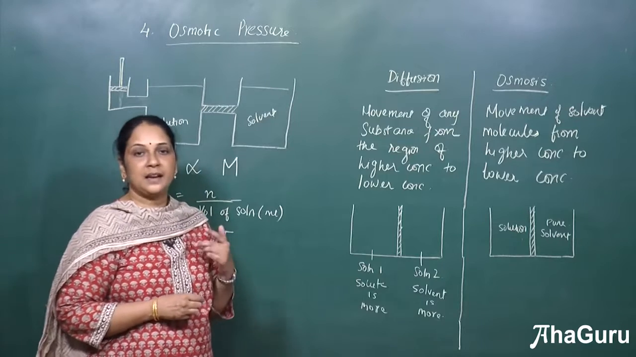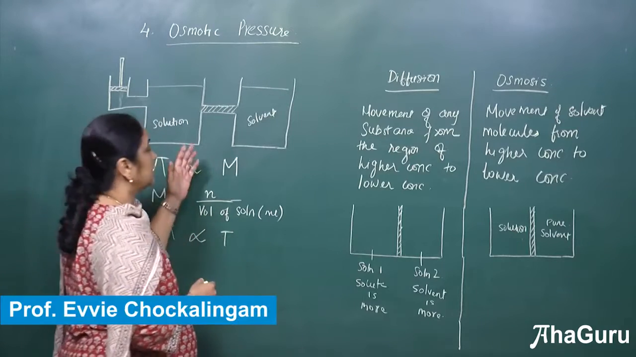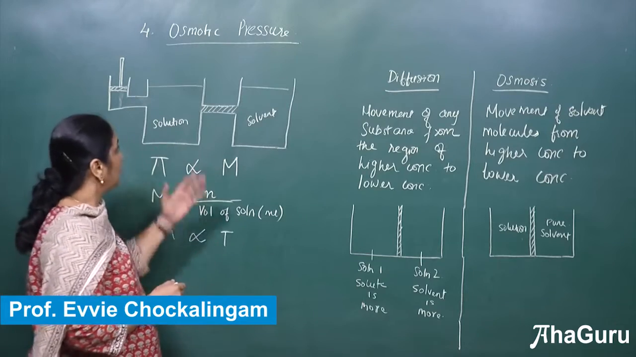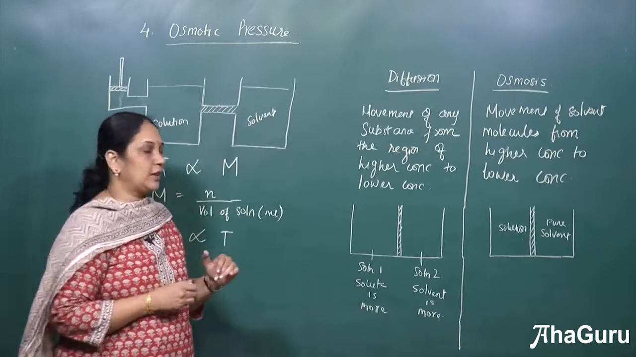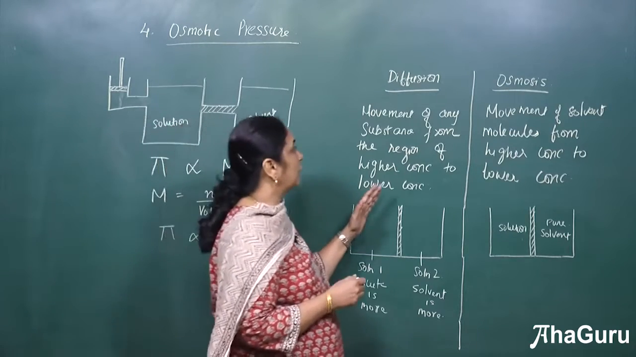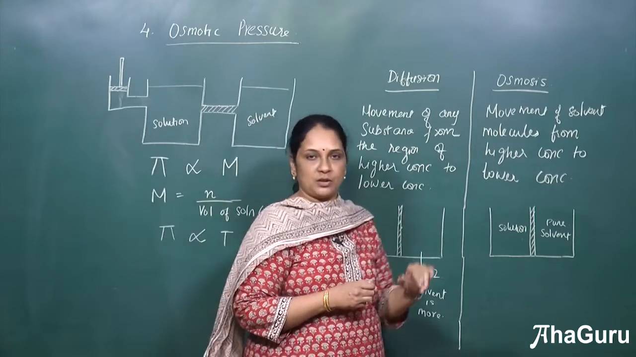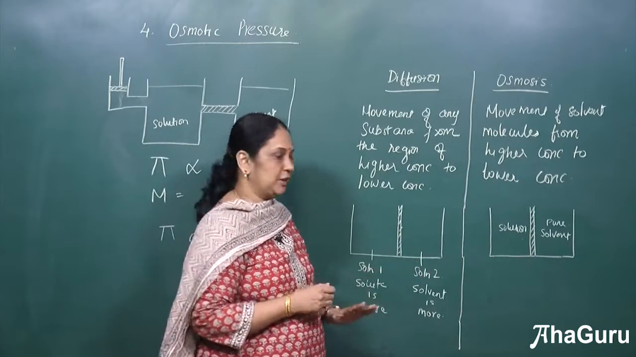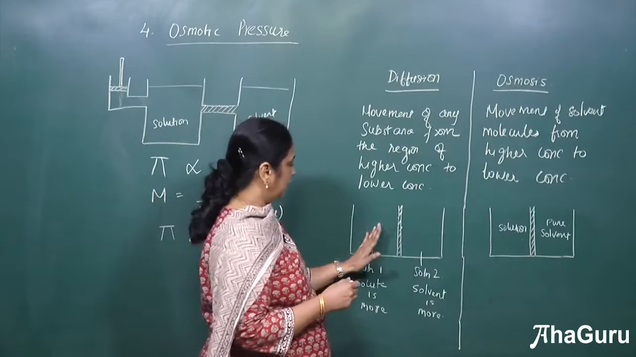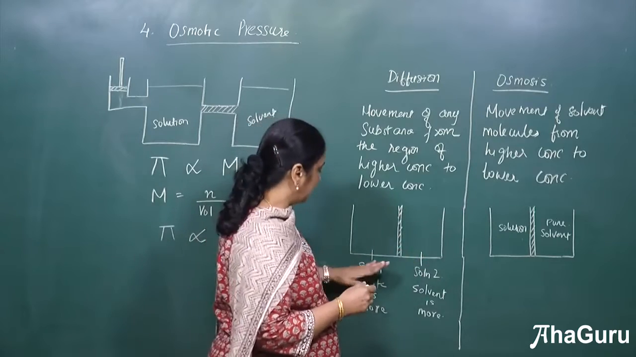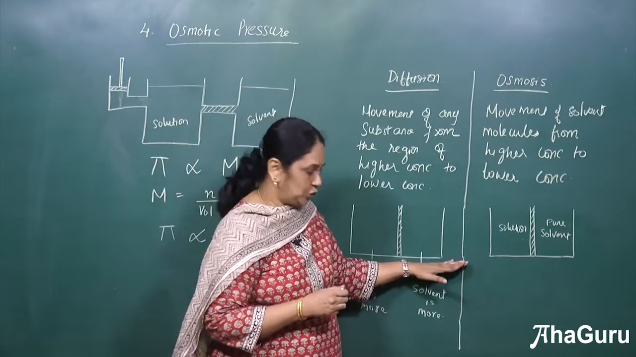Now let us see the last colligative property, which is the osmotic pressure. Before going into what osmotic pressure is, let us know the difference between diffusion and osmosis. So what is diffusion? Suppose I take two compartments which have solution 1 and solution 2.